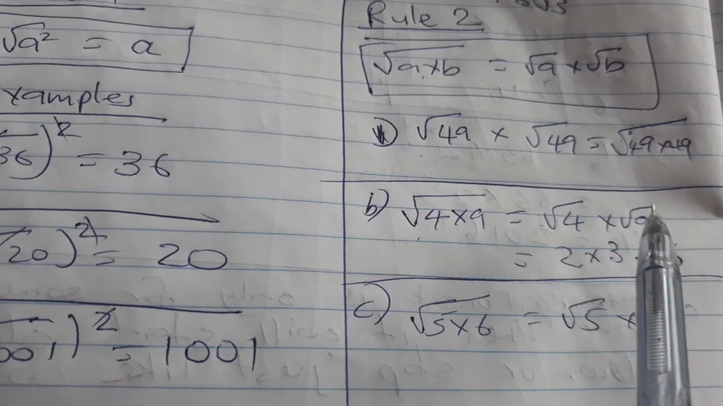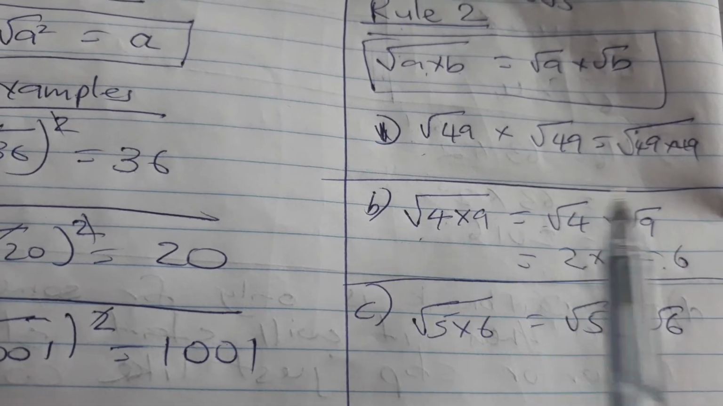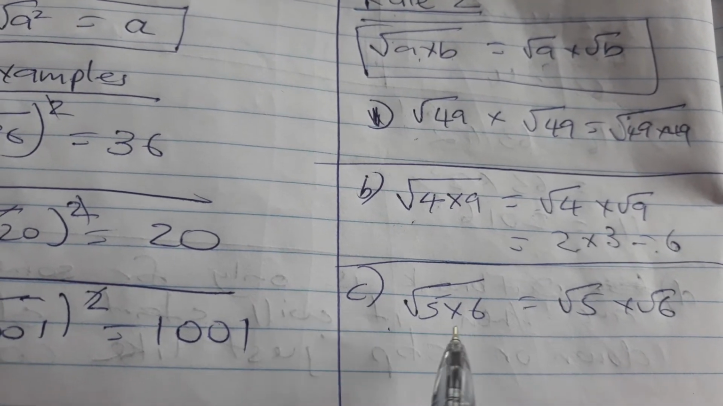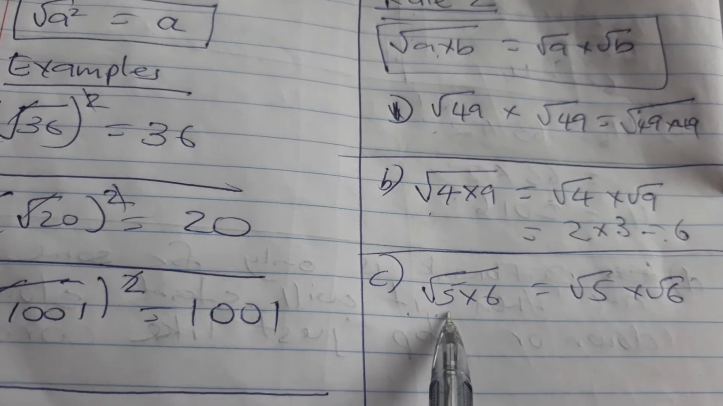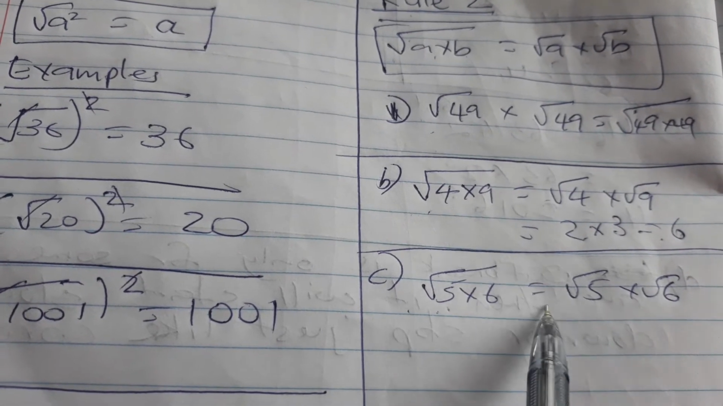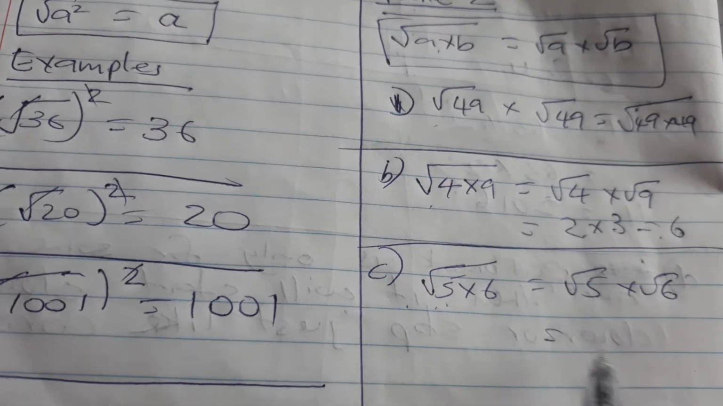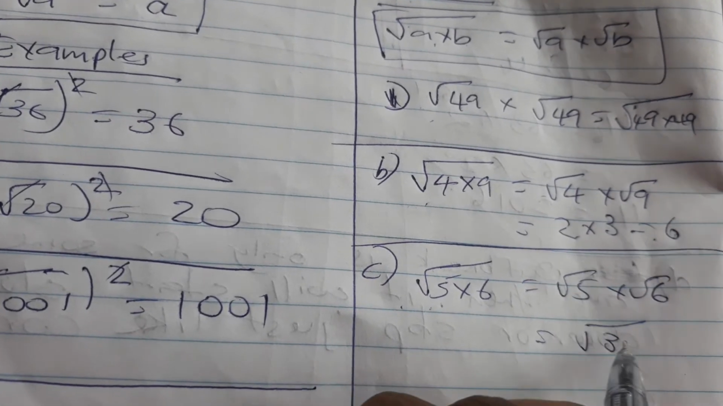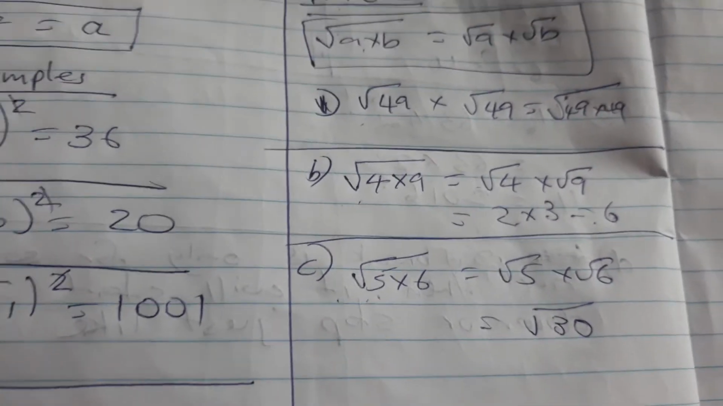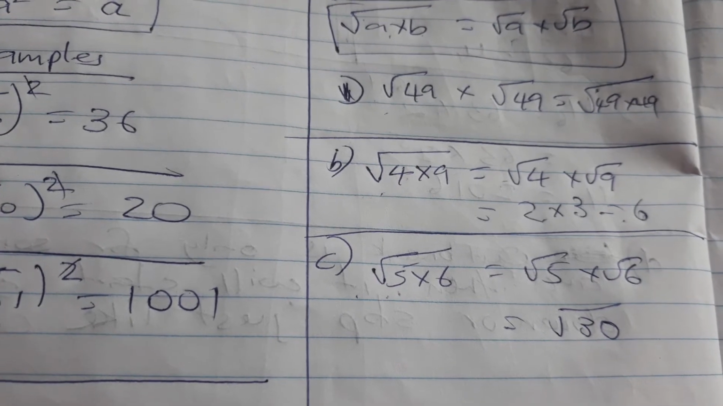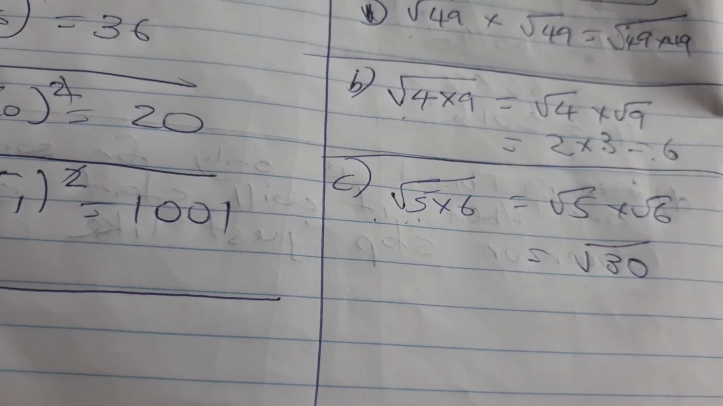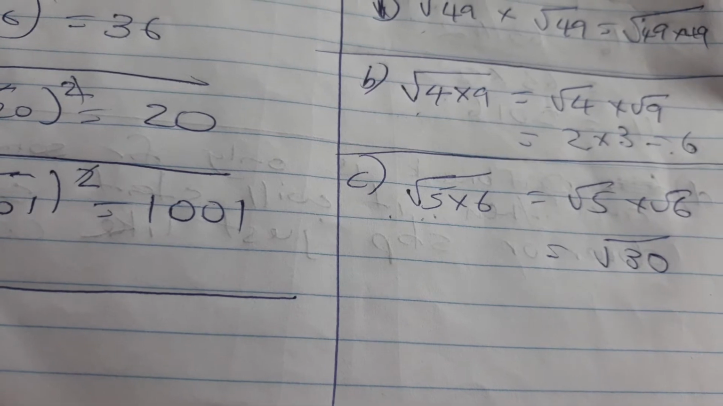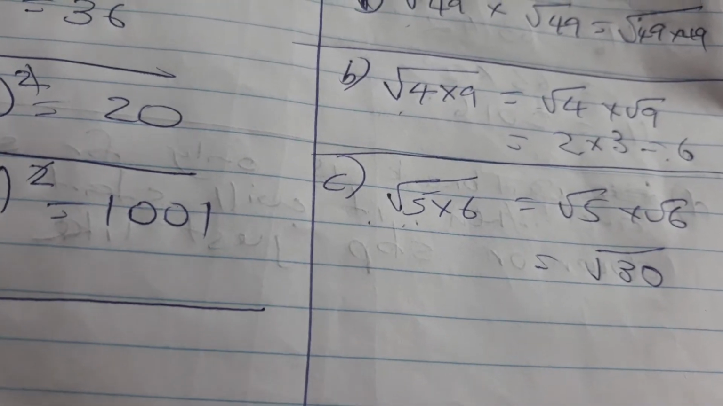If these roots are not whole numbers, you cannot simplify. For example, root of 5 times 6 would be root of 5 times root of 6. I can have that as root of 30. And root of 30 is not a whole number answer. It's a decimal answer, so we cannot simplify it further.